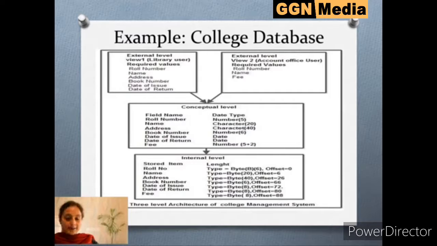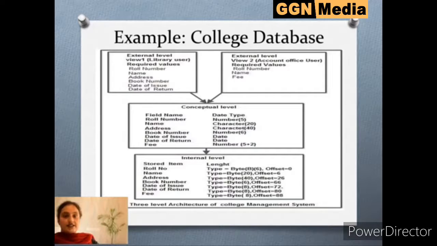The second level, that is conceptual level, defines the number of fields and the various data types used by those fields. That is roll number, name. Roll number has data type number, and name field contains data type character, address data type character, and so on.